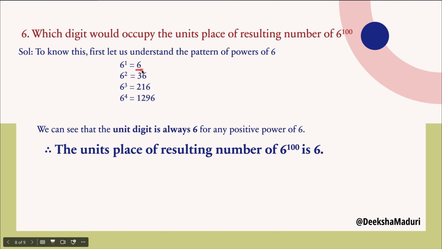Here we can observe a pattern where every power of 6 is ending with 6. So if we follow the same pattern, we can see that the unit digit is always 6 for any positive power of 6. Hence the unit space of the resulting number of 6 to the power of 100 is also 6.